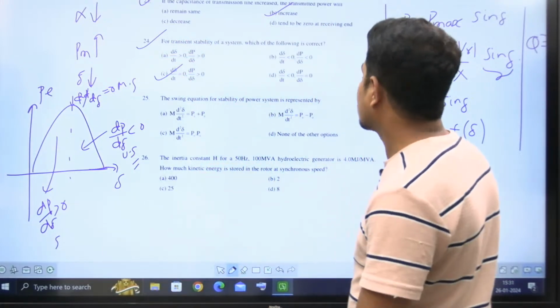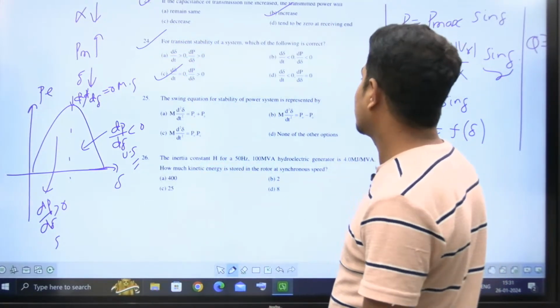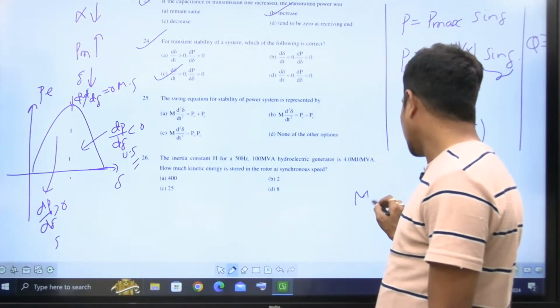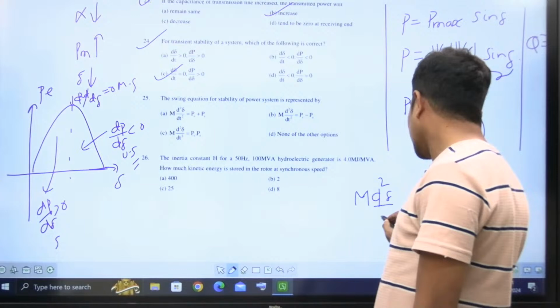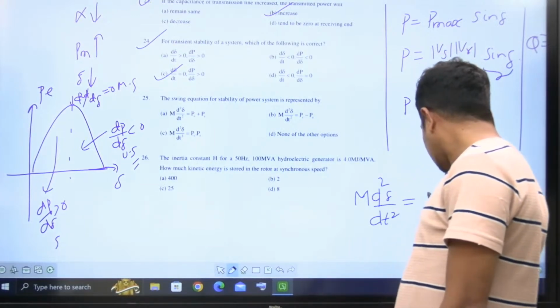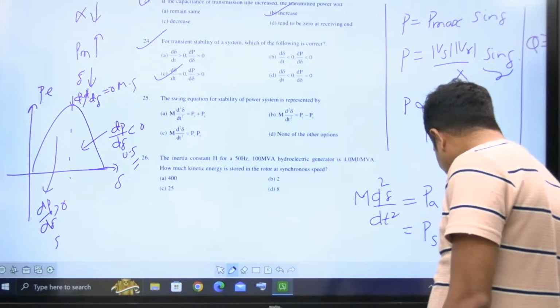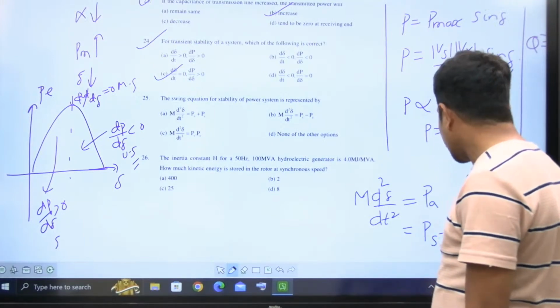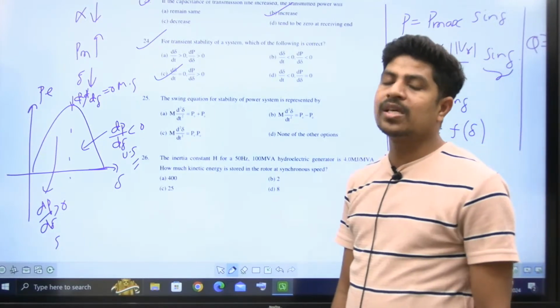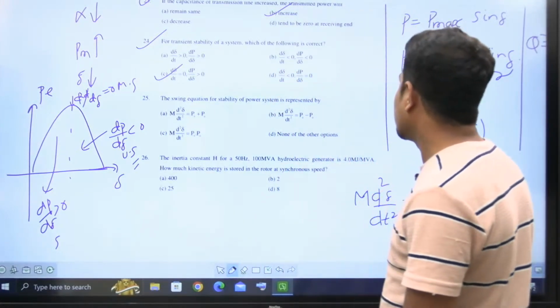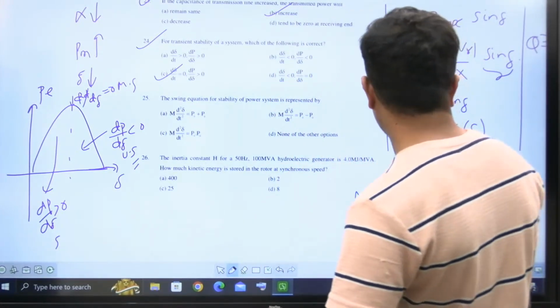Next question, the swing equation. The swing equation for stability of a power system is represented by M into d square delta by dt square is equal to Pa, where Pa is the acceleration power, but Pa is equal to Ps minus Pe, where Ps is the steam input or mechanical input and Pe is the electric power output. Look at which equation is correct: M into d square delta by dt square is equal to Ps minus Pe.